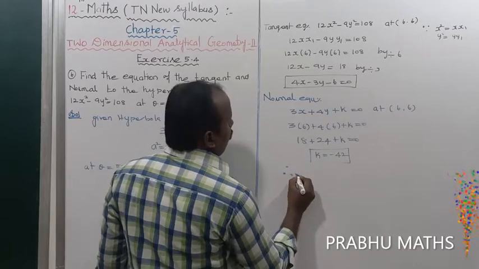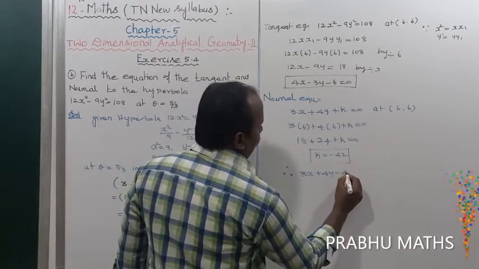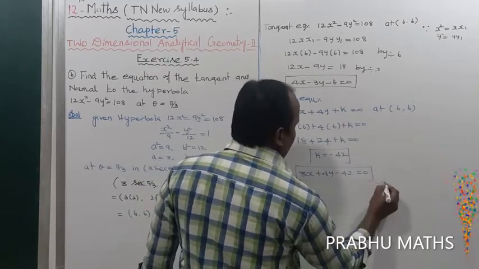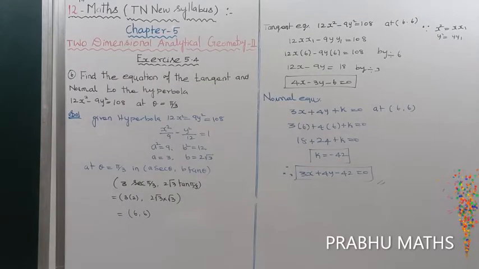Therefore 3x plus 4y minus 42 is equal to 0. That is the normal equation of the given hyperbola.